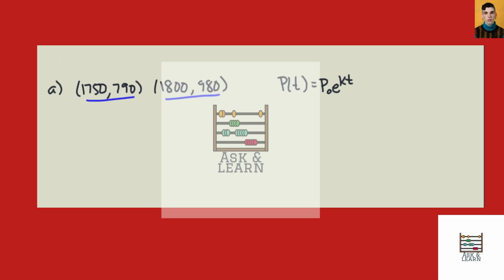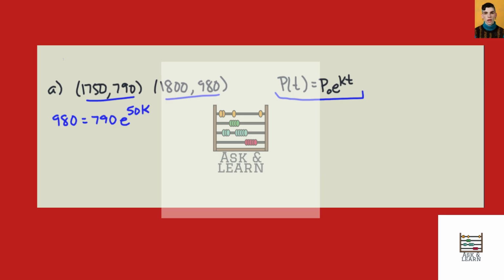So to find the model, we first have to find the value of k. We're going to use our P equals P naught e to the kt population growth equation, and we're going to use these 2 points. So we'll use for our final population 980, and we'll use for our initial population 790, and for time, what has elapsed between the year 1750 and the year 1800 is 50 years, so we'll use a 50 for t, and we're going to solve this for k.